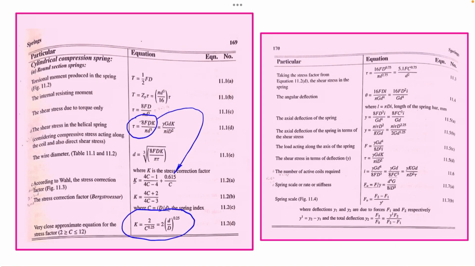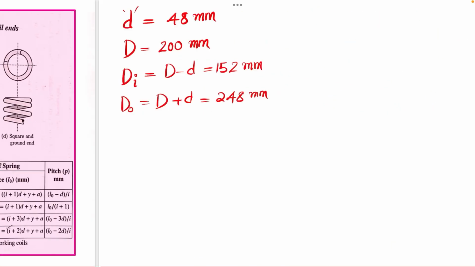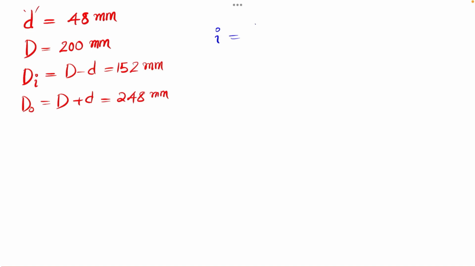So in the third step, we will be finding the total number of coils. For the total number of coils, the equation can be found here. That is, the deflection is given. So this equation can be used for finding the value of i, which is equal to y into G d raised to 4 divided by 8 into F into D cube. This equation I can use.